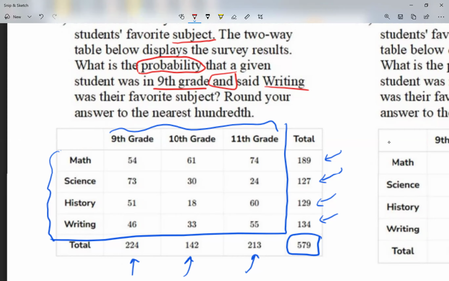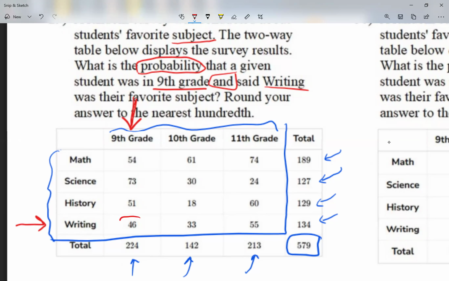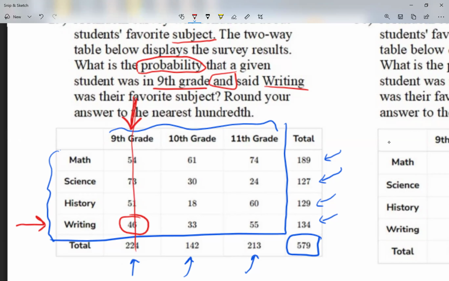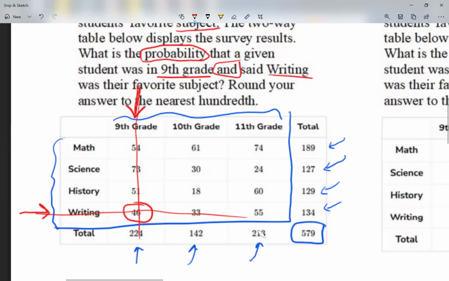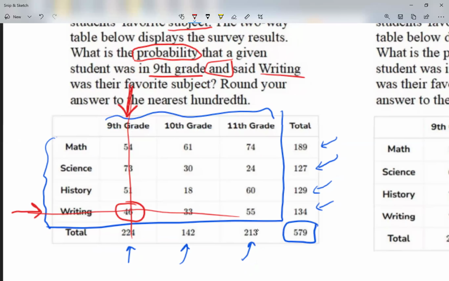So again, here, a ninth grade student. So I'm going to be looking at my ninth grade row. And writing, I'm looking at this column, and they happen to meet at 46. At ninth grade over here, writing over here, they happen to meet at 46. So there were 46 ninth graders that chose writing. But here, I'm not asked for how many, I'm asked for probability. And when I read the instructions at the end, it says round your answer to the nearest hundredth.